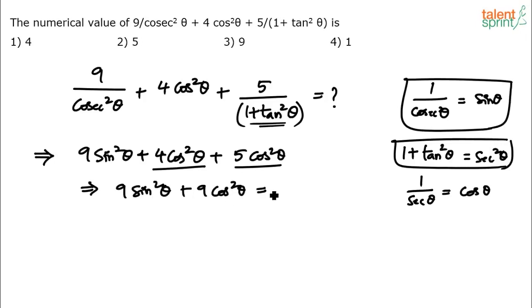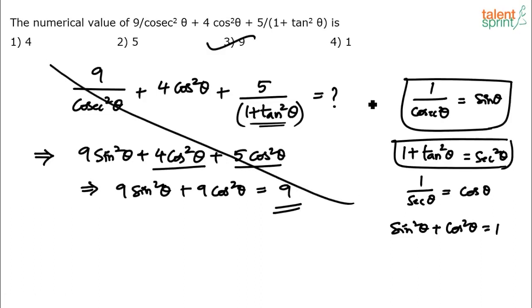And by taking 9 common, what do we get? 9 times sine square theta plus cos square theta. The other identity is sine square theta plus cos square theta equals 1. So if we take 9 common there, we'll have 9 into 1, which is 9. So final answer is 9, option 3.